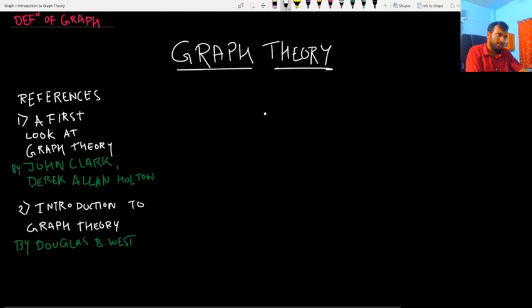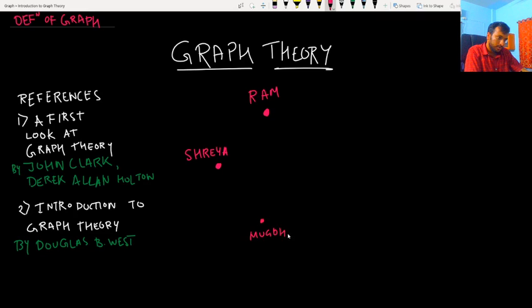I'll represent people by dots first of all. So the first dot corresponds to some person, say Ram. Say the second person is some other person, say Shreya, and so on and so forth. I put some more people here, say Mamta here, and here Krishna, and some other person, say here, Pooja.